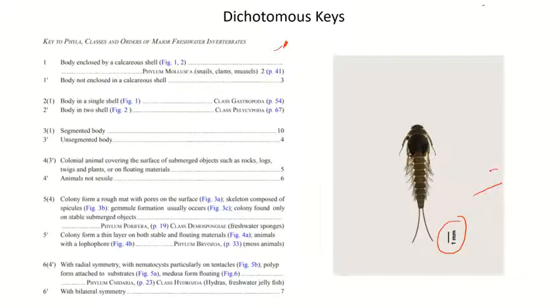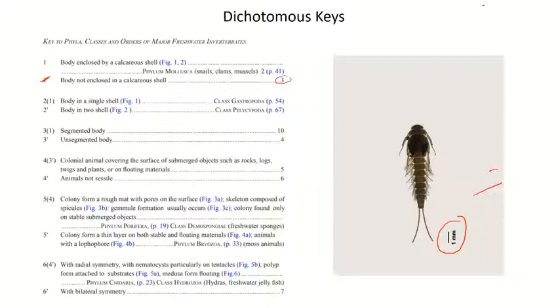Let's start with the first couplet. Body enclosed in a calcareous shell. Is there a shell here? Body not enclosed in a calcareous shell. I think we should go with the second lead. Body is not enclosed in a calcareous shell, which points us to go to number 3.